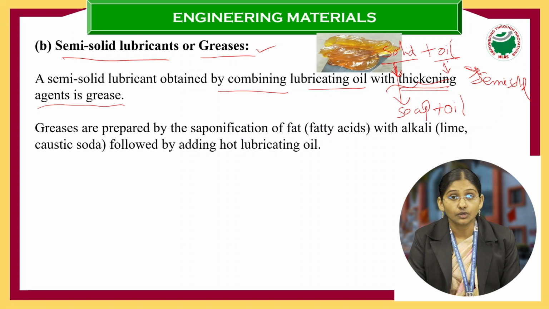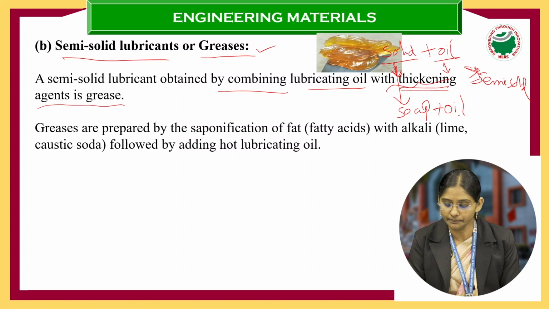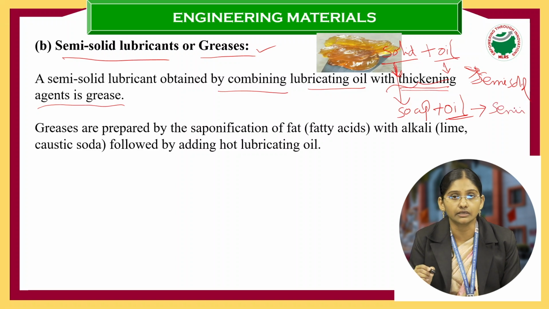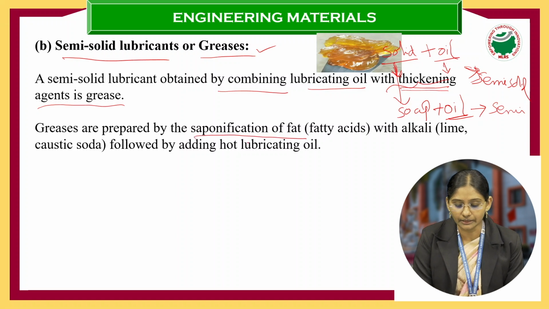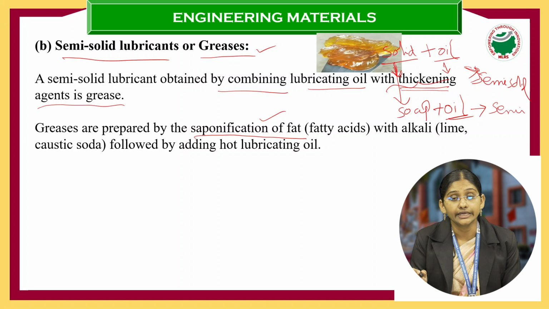In the place of this oil, we will take either animal or vegetable oil or mainly the mineral oil. So to the oil, soap is added. Then we will get a semi-solid substance which is nothing but the grease. These greases are prepared from the saponification of fat. We are adding soap to the oil. This is called saponification.